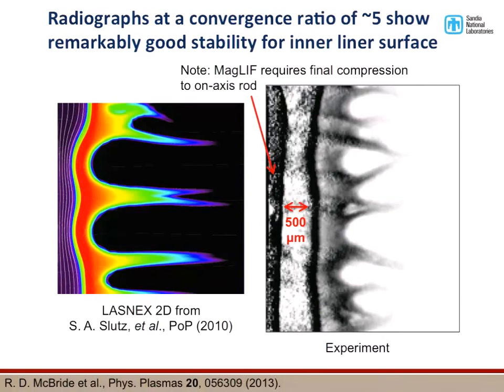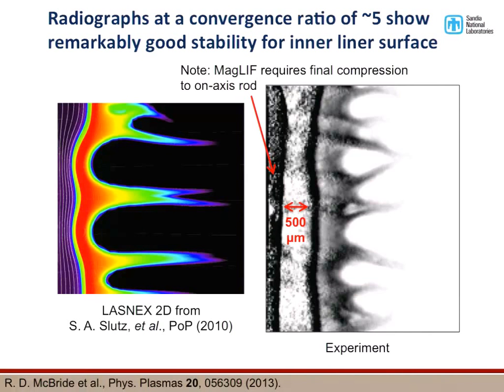We also took one very high convergence radiograph with this aluminum layer, and this is an on-axis rod just to suppress some X-rays from being produced by the liner. It turns out that the radius of this rod is about 100 microns, and that is the stagnation radius for MagLIF, so that's our target convergence ratio. And we're only about 500 microns away from it in this case of this image.